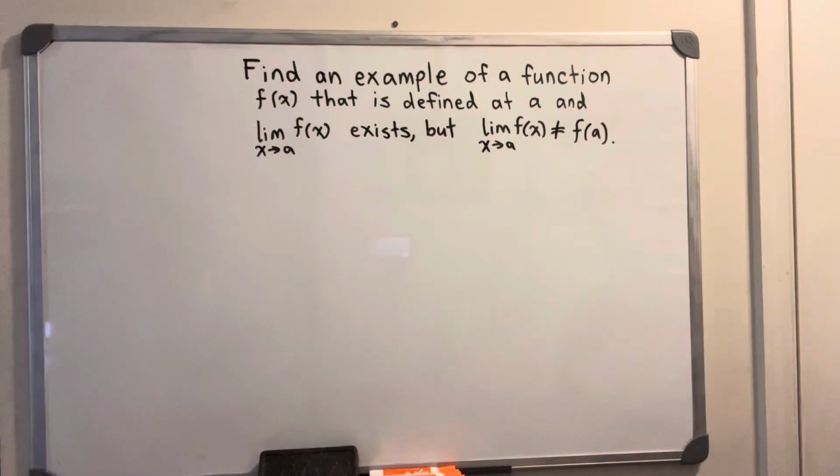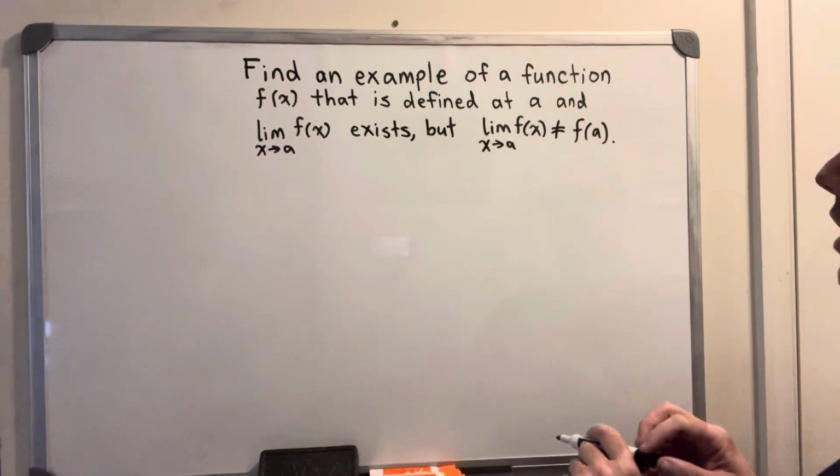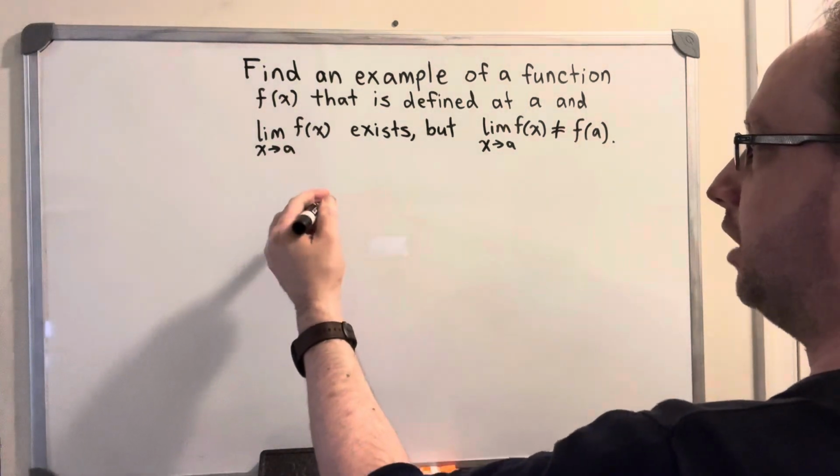Here's a problem that says find an example of a function f of x that is defined at some value a, and the limit as x approaches a of f of x exists, but the limit as x approaches a of f of x does not equal f of a. There's a lot of words in there. Reread it a couple times if you want to get what it's talking about. And I recommend you draw a picture as you think about some function that you come up with.